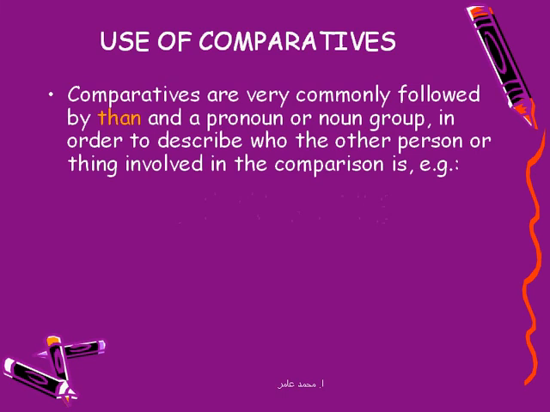Use of comparatives. Comparatives are very commonly followed by than and a pronoun or noun group in order to describe who the other person or thing involved in the comparison is. For example, John is taller than me. Notice here we have than after taller.